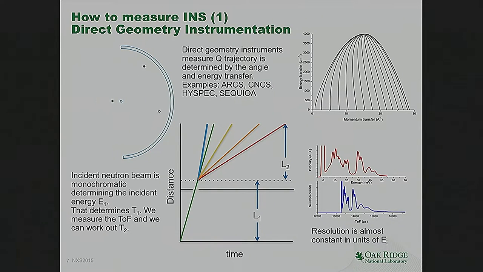If one looks at this particular spectra that was given to me by the people from CNCS, this is how the spectra will look as a function of energy and intensity. If you now convert this back and see how this original spectrum looks as a function of time of flight, you do see that essentially it looks like a replica of the other one.